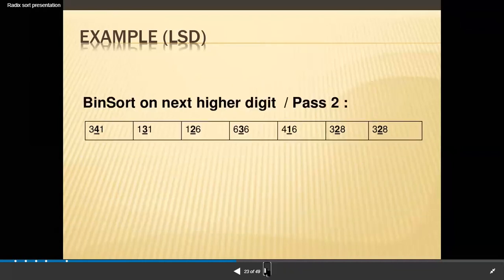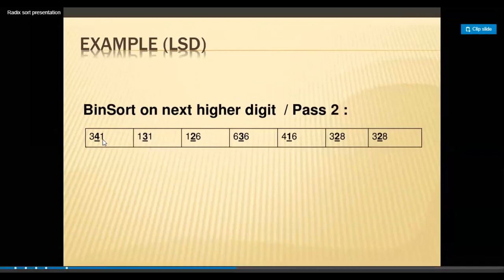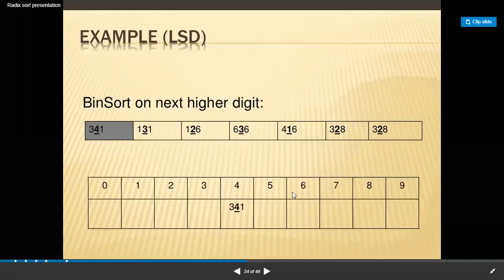Now we will continue doing the same thing, but now we will do it for the second digit. That means initially we compared for the last digit, and now we'll compare for the second last. If I again make a list like this, 341 will go into this area. 131 will go here, because the middle digit is 3, so it'll go into the group of 3. 126 will go here, and 636 will also go here.